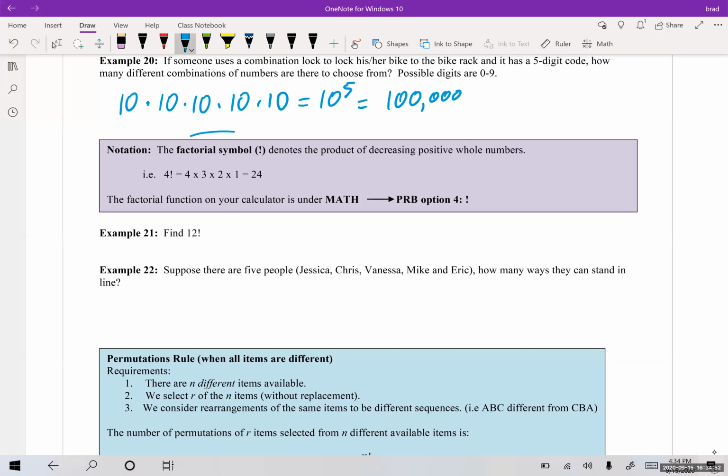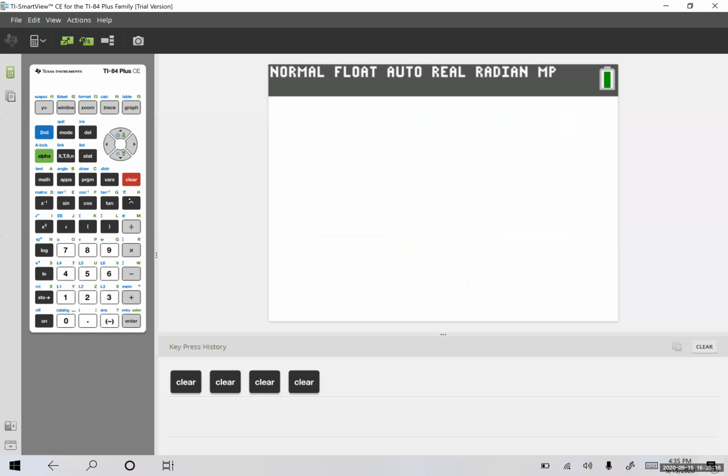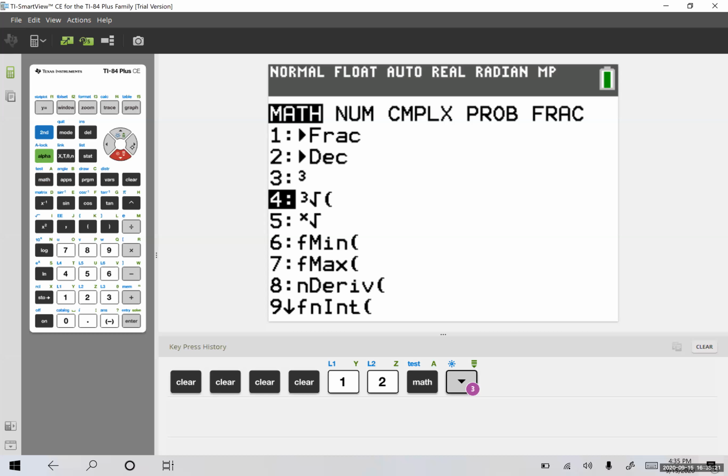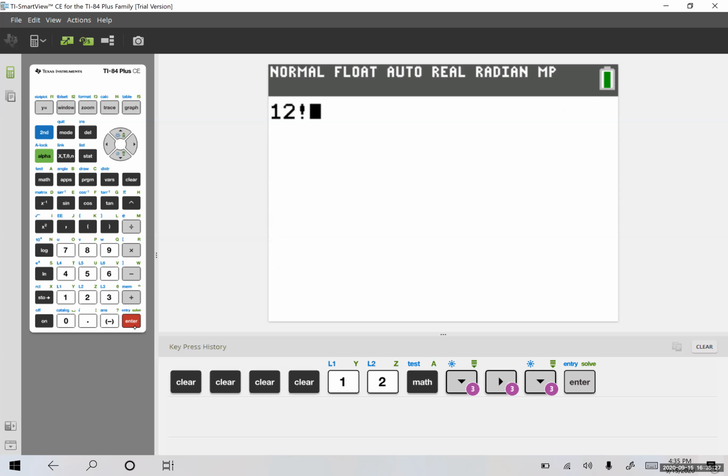Now, just a quick note, the factorial symbol is this little symbol like this. So if I say 12 factorial, what that really means is 12 times 11 times 10 times 9 times 8 times 7 times 6 times 5 times 4 times 3 times 2 times 1. That's what 12 factorial means, okay? So we're going to use our calculator for this. I'm going to type 12, and then go into math and go to probability. And right here, there's that factorial symbol. We hit enter and it tells us it's that huge massive number.